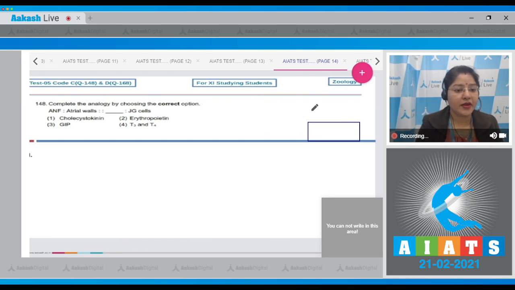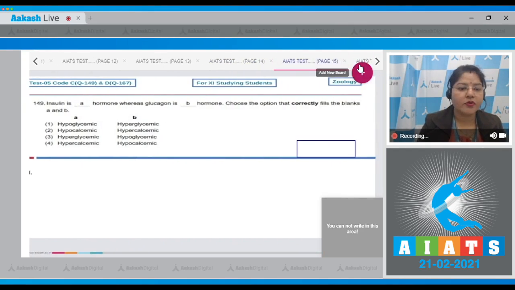Question number 148. Complete the analogy by choosing the correct option. ANF is secreted by atrial wall, then DASH is secreted by JG cells. JG cells secrete renin and erythropoietin. So correct answer to this question is option number 2, erythropoietin. Let's move on to the next question.